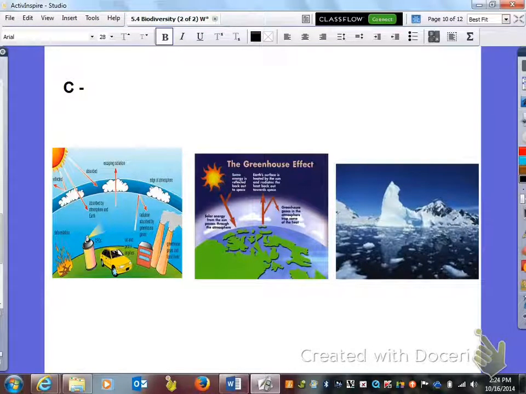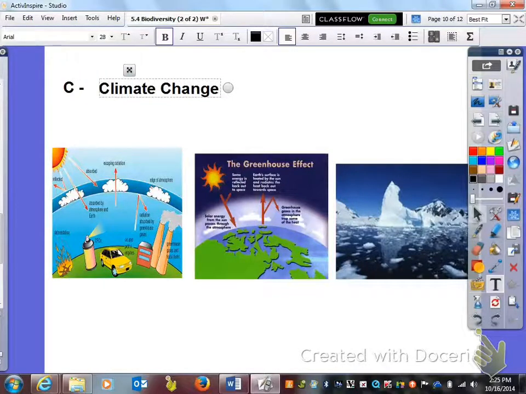The H was habitat loss, I, invasive species, P, population growth, the other P, pollution, O, overharvesting, and now our plus C. Okay, and our plus C stands for climate change. All right. So, what I want you to do in climate change, and actually your pictures, let me move these.